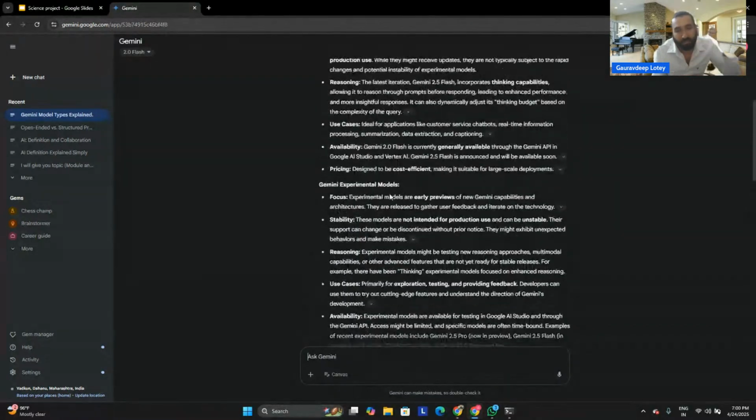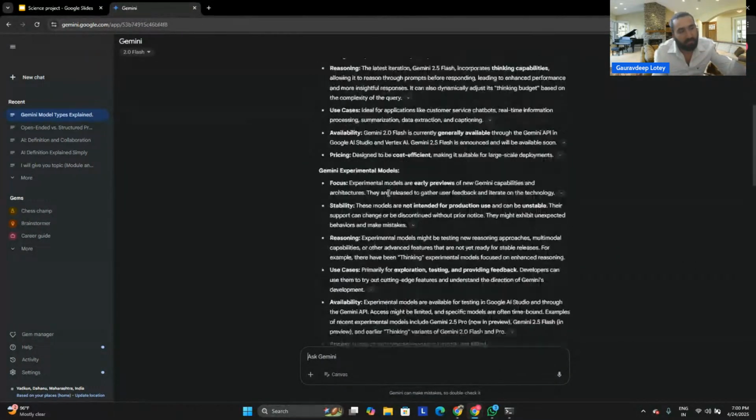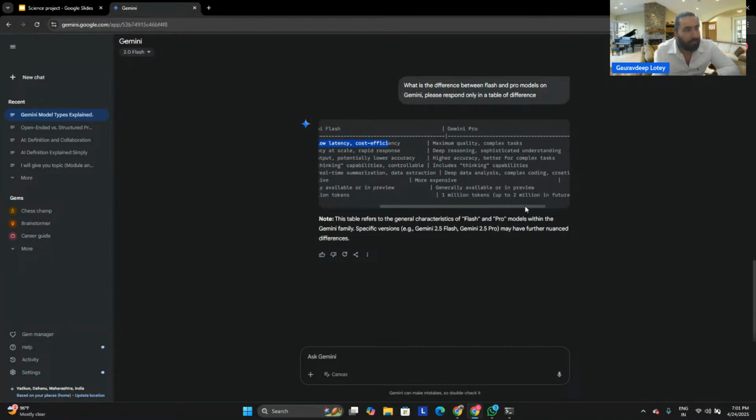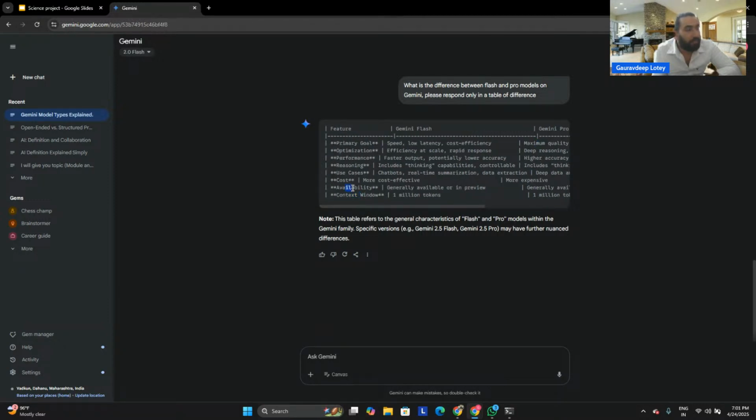Rather than such long outputs, which I had to read, now I have a more tabular manner. For example, the primary goal of Flash is supposed to be low latency, speed, and cost optimization. Pro is supposed to be maximum quality and for complex tasks. Then context windows, availability, cost, and such. So this is where closed prompts come into the picture.